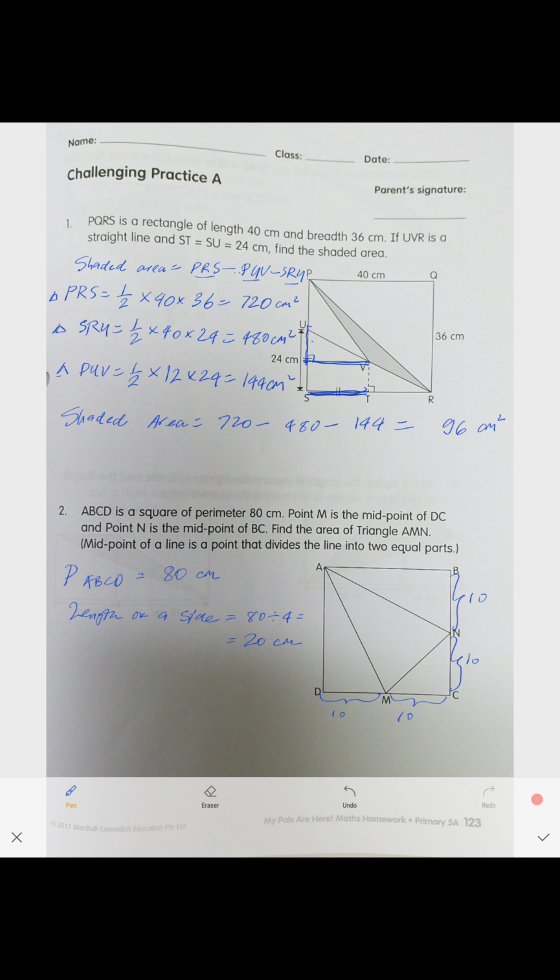So we know that the area of this triangle will be the area of the whole square minus this one, and this one, right? So this is what we need to find. We need to find them one by one, all right? So first, let's find this triangle ADM. The area of the triangle ADM is equal to 1/2 times the side is 20, right?